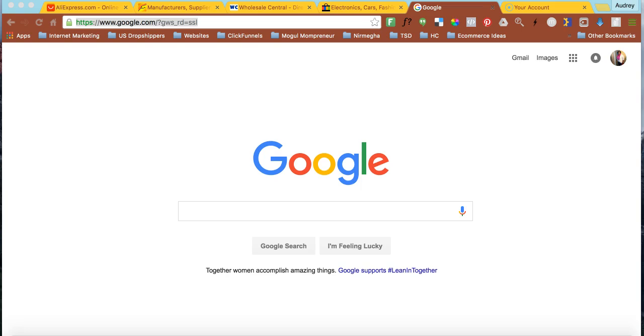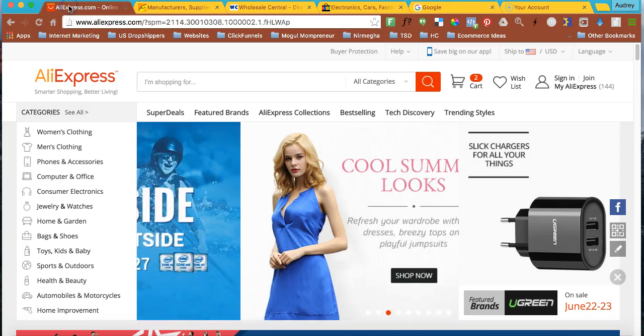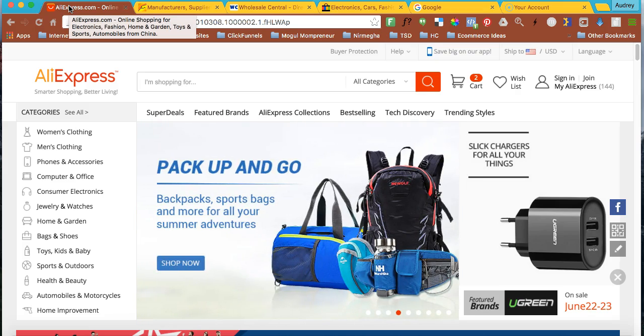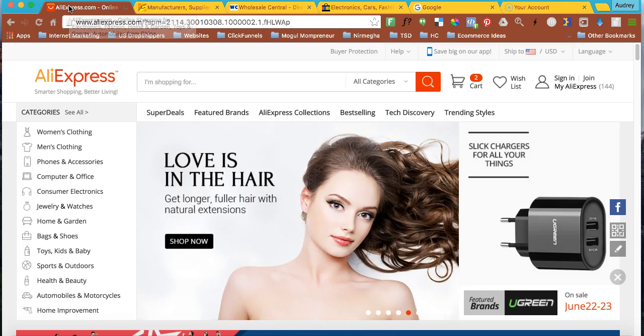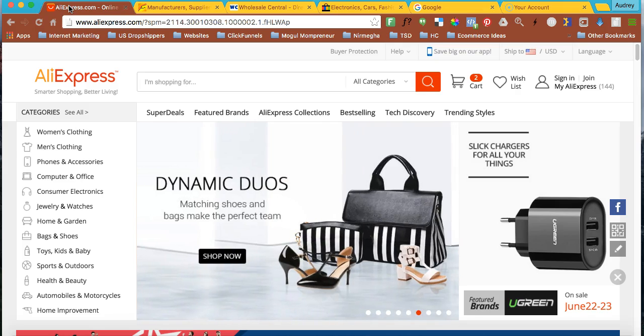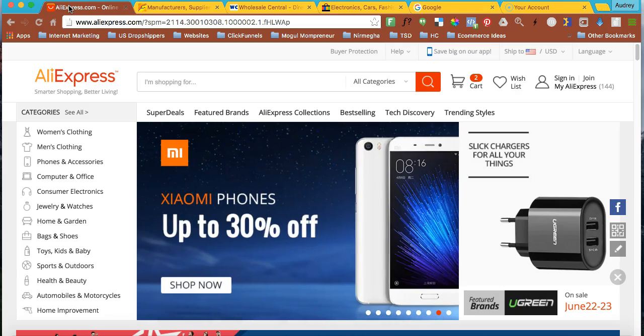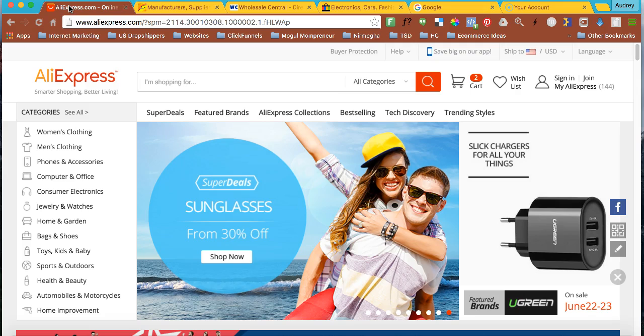So let's get started. The first resource that we're going to take a look at is one that I like to use called AliExpress. AliExpress is pretty much an Amazon for China. 95% of the products and items that you're going to find on AliExpress are sourced and/or manufactured in China, which certainly allows for them to be a lot less costly than sourcing or manufacturing products here in the United States.